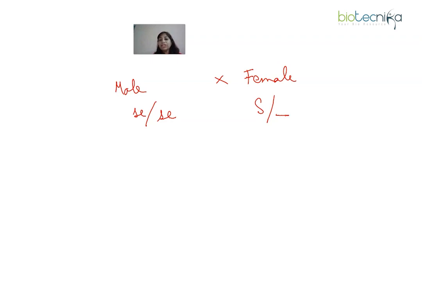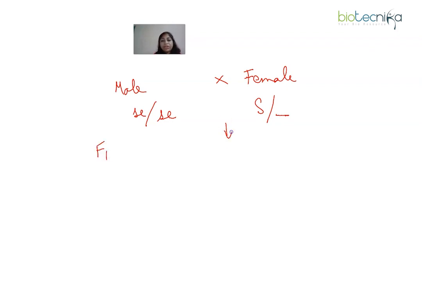The cross is: male is sepia, so it is homozygous for sepia, crossed with a female who has one balancer chromosome. Capital S, we are leaving the other allele blank because we know that she is tubby. So she will have one capital S. She has one balancer chromosome. The other allele we don't know, we are leaving it blank.